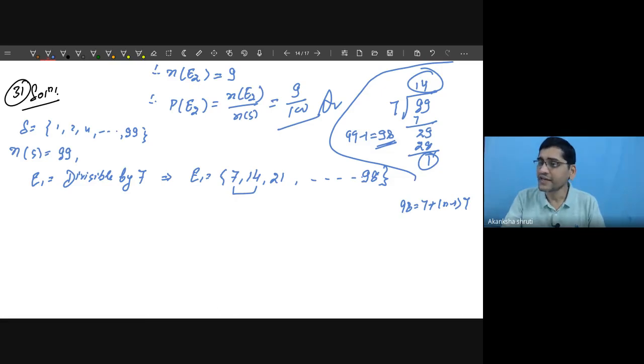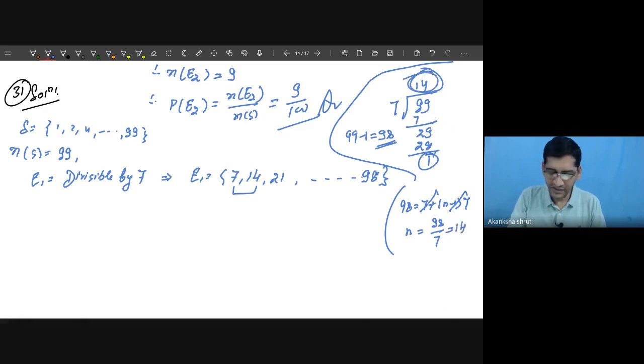If it is not that way, say the first term A is different and the gap B is different, if that condition is there, then you shall apply this method of AP. This is the best method. So go for doing this. You are getting this 7 and 7 getting cancelled. So n is 98 by 7, and this is same as 14. Okay. So n of E1 is 14.